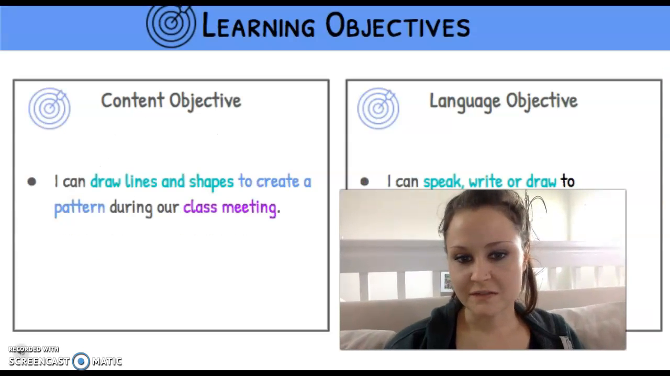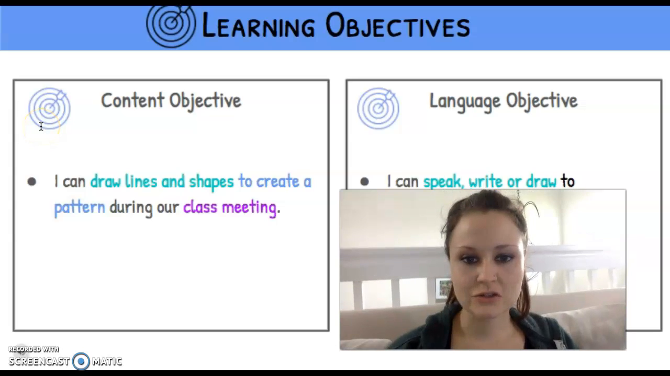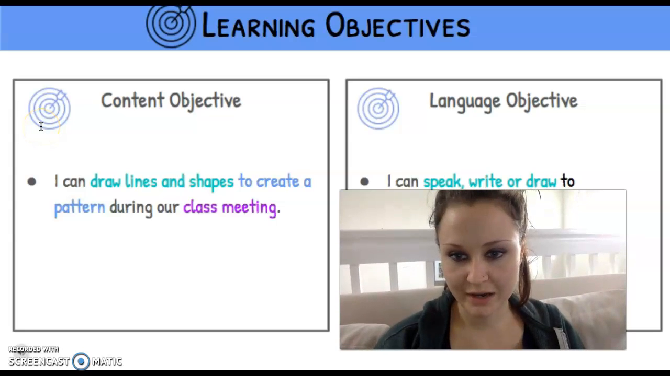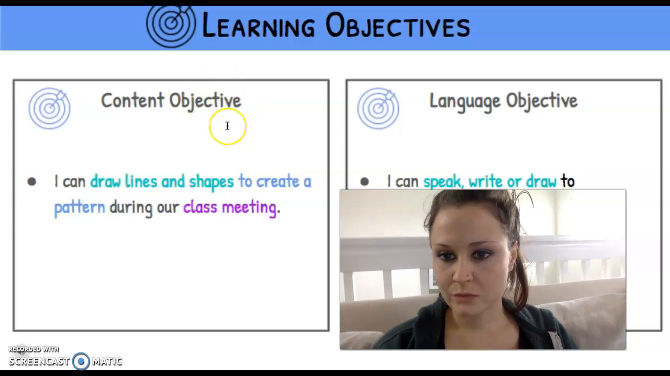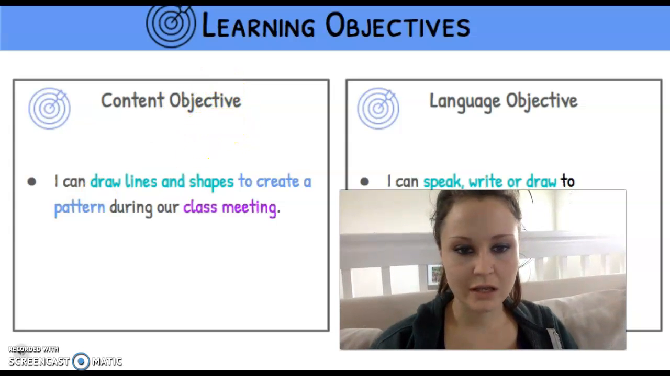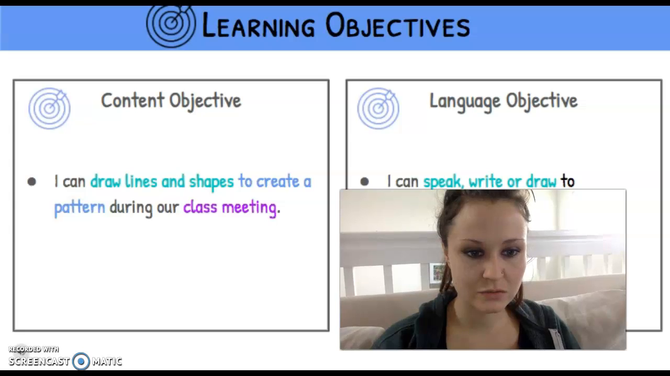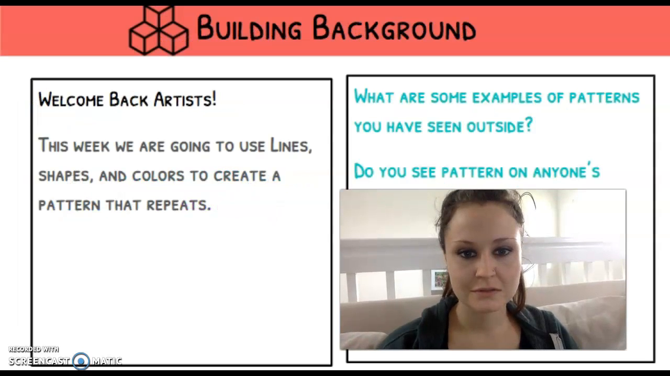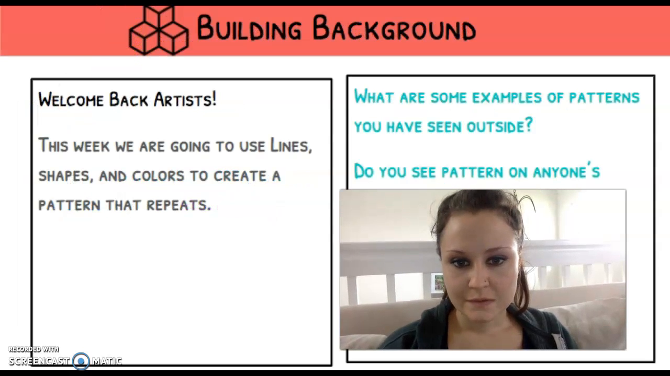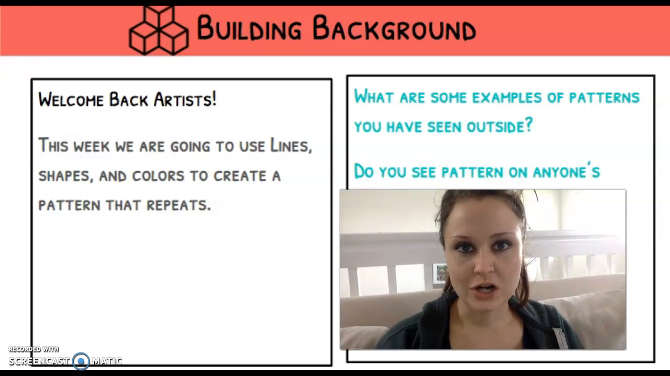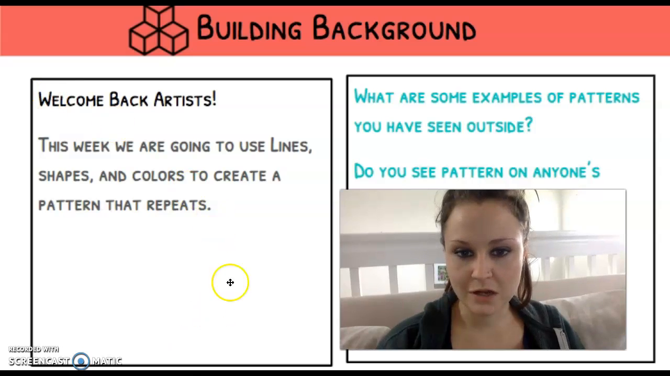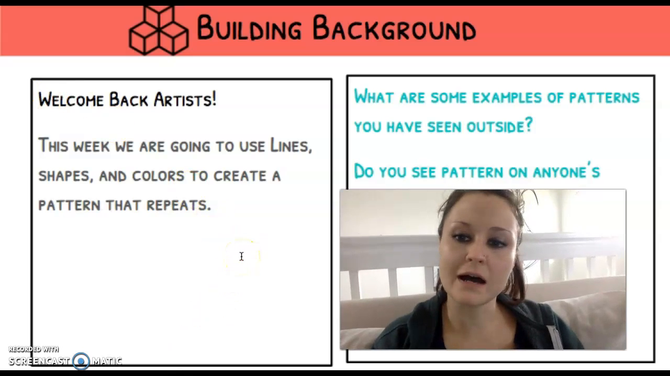Our learning objectives are that I can draw lines and shapes to create a pattern during our meeting. And I can write, speak, or draw to communicate my artistic idea to others. So this week we're going to use lines, shapes, and colors, which are elements of art. We talk about these three things a lot.